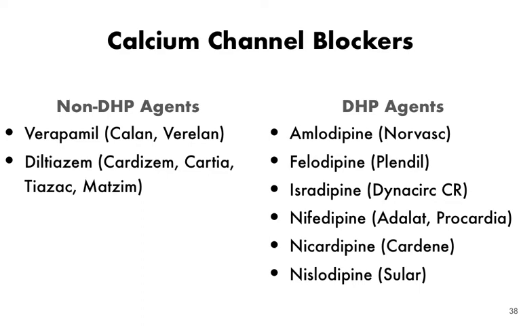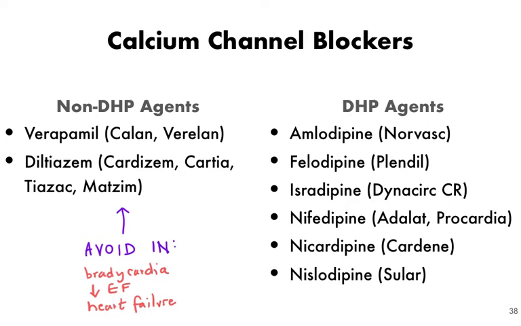Here is a listing of the DHP agents and the non-DHP agents in the calcium channel blocker category. Really, there are only two non-DHP agents, so that should make it easier to remember: verapamil and diltiazem. Those are the ones we would not want to use in people who have heart failure, reduced ejection fraction, or who have bradycardia as a result of something else. The DHP agents are more in number, and they all end in pine: amlodipine, felodipine, isradipine, nifedipine, nicardipine, and nisoldipine.